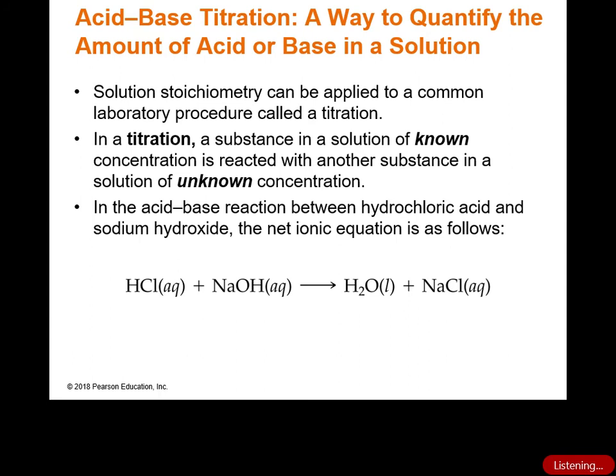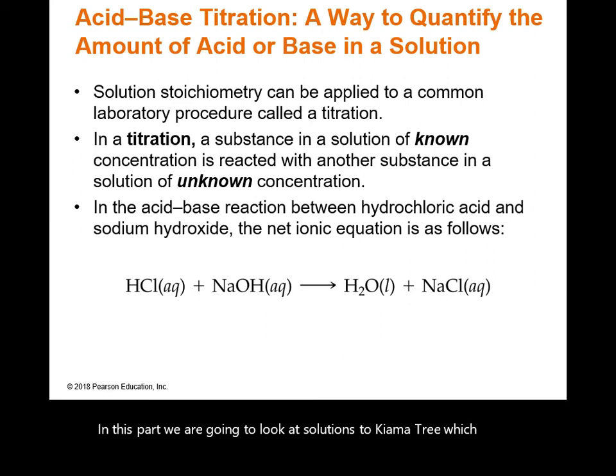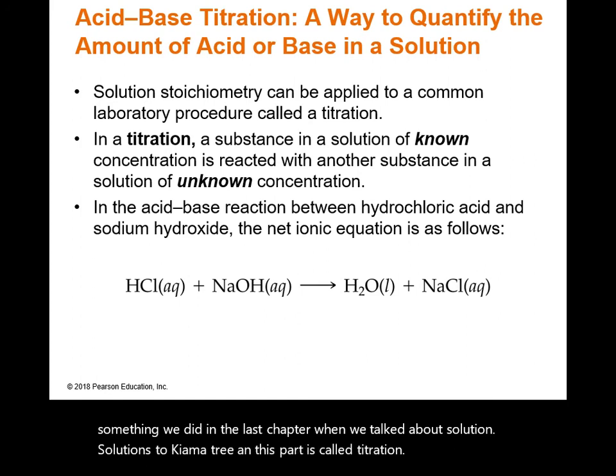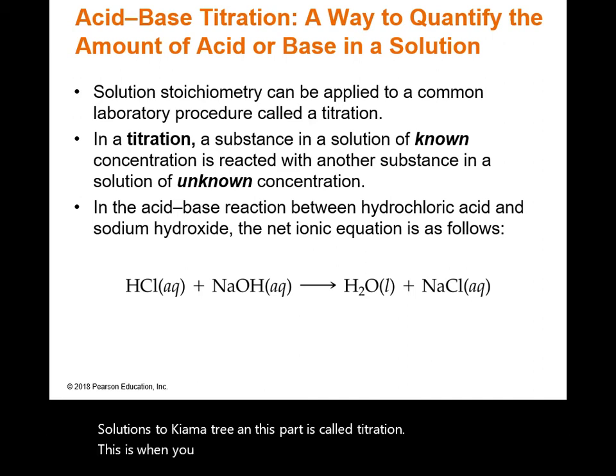In this part, we are going to look at solution stoichiometry, which is something we did in the last chapter when we talked about solution. Solution stoichiometry. And this part is called titration. This is when you have an unknown concentration of a substance, you add to it something known.